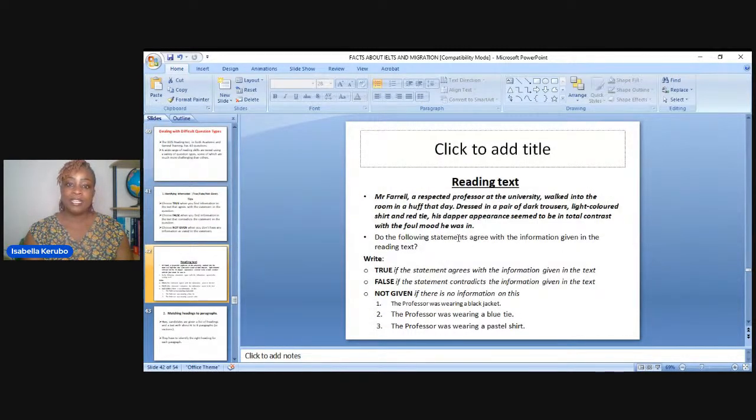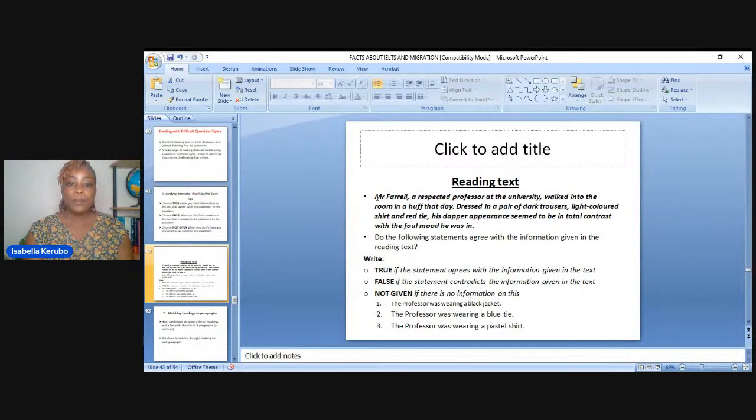Let's read. I'll take you through this reading text. So assume this is a text that you've been given, and then you'll be asked to say if the statements are true, if they are false, or they are not given.